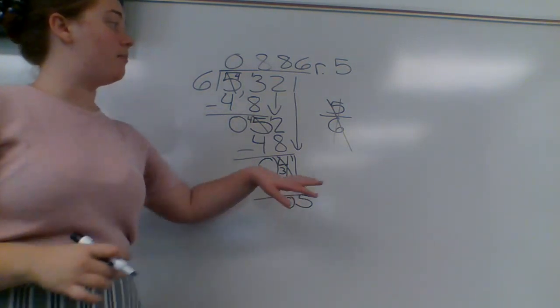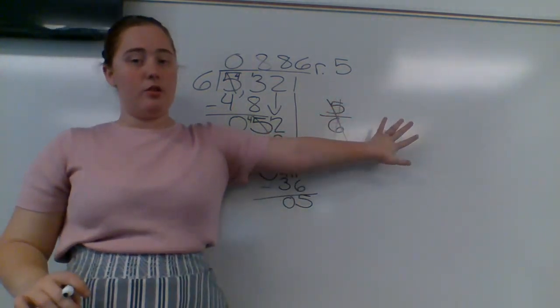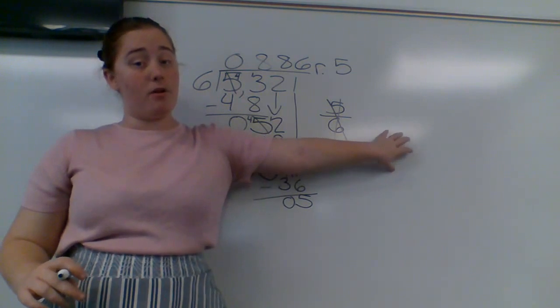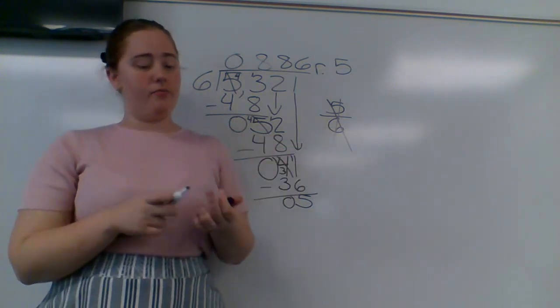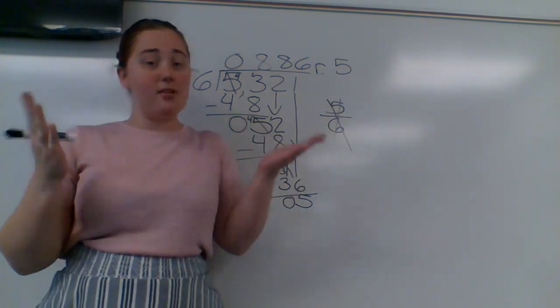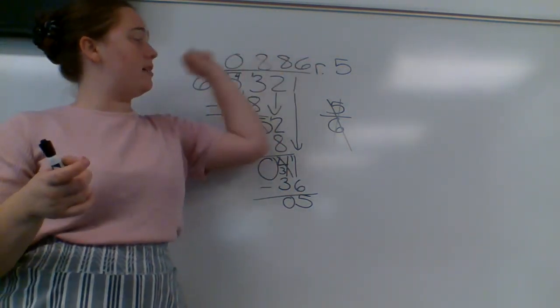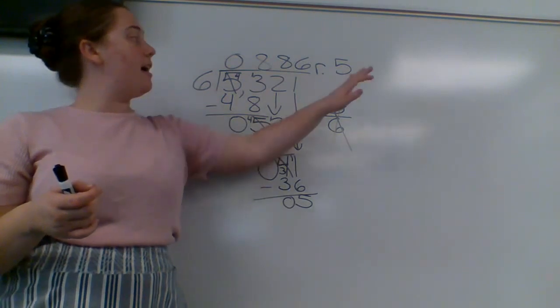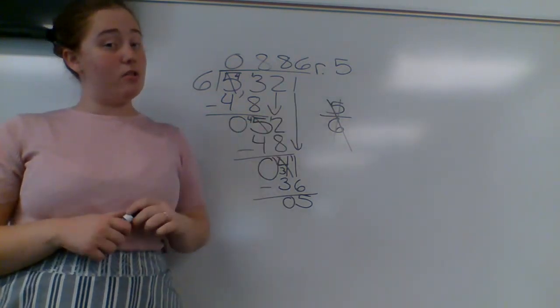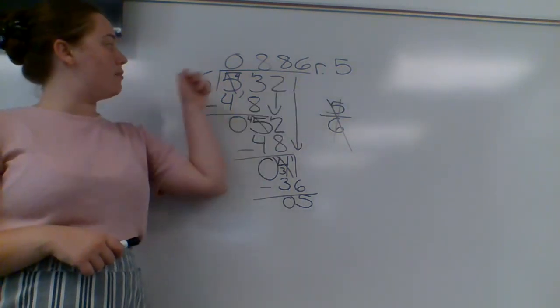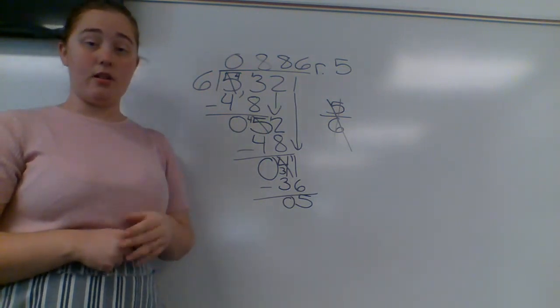And go ahead and do the check as well for this problem. I don't think I really need to do that one with you because you already know how to do it. Take this 6 right here, times it by your 886, and then add your remainder to it. And you should get this number right here, 5,321.